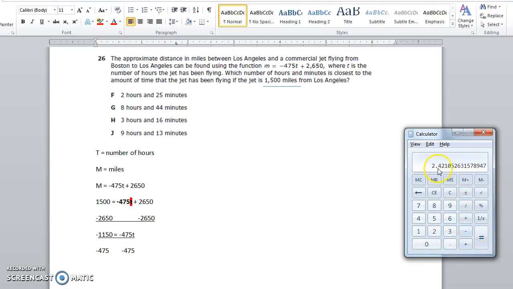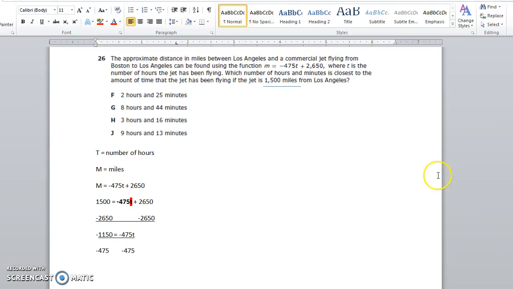I get 2.42. 2.42 equal to t. Okay, so that's kind of a weird answer. Let's break this down. T is the number of hours the jet has been flying. So I've been flying this jet for about 2.42 hours. So almost 2.5 hours, about 2.5 hours, because 0.42 is almost 0.5. So this is equivalent to about 2.5 hours, roughly.